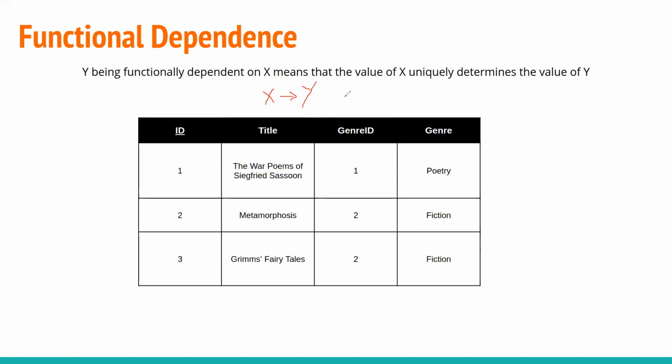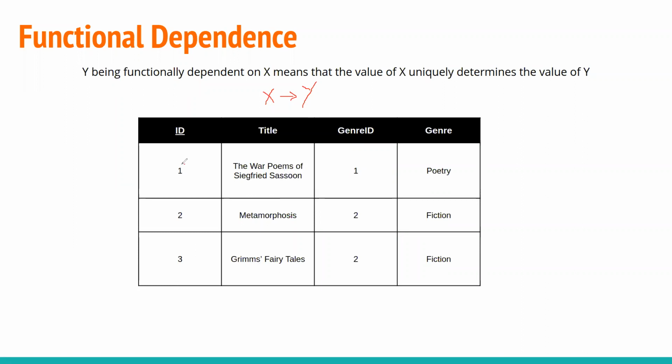So the simplest way to understand this is that every single column in a table will be functionally dependent on the ID, on the primary key, rather, I should say. Every single column in your table will be functionally dependent on the primary key. Why do I say that? Because the primary key can uniquely determine each row, right?